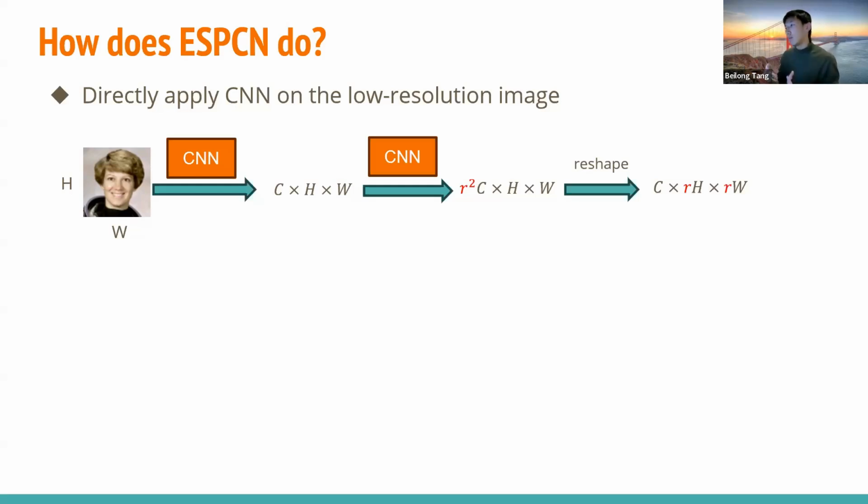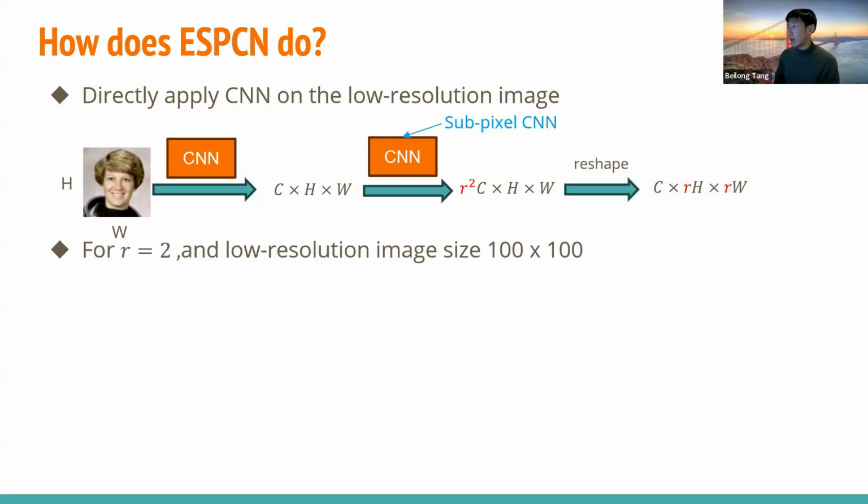And then we apply a reshape: because we have R square times C, these tensors, we can actually reshape it to C times RH times RW. And this reshaped image will just be our target image. So this second CNN producing the R square is called the subpixel CNN proposed in the paper.